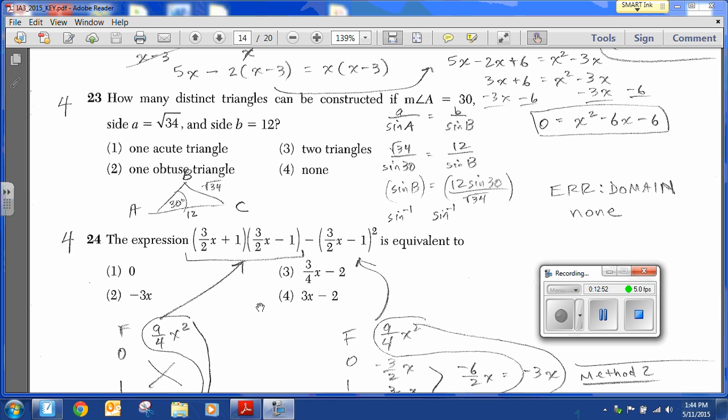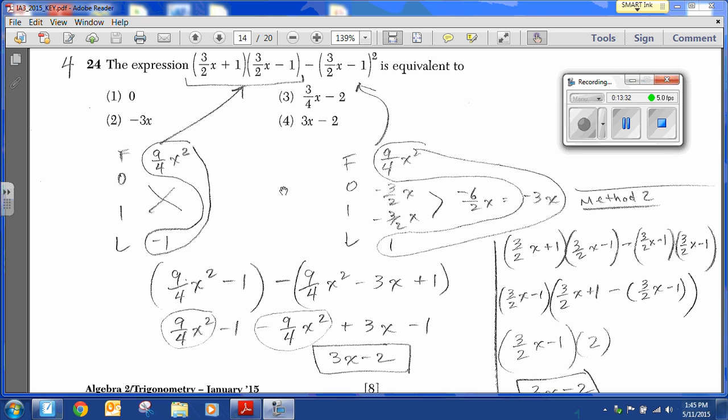Number 23, how many distinct triangles can be constructed if measure of angle A equals 30? This is the ambiguous case. Side A is radical 34 and side B is 12. So what we do is we use the law of sines to calculate what angle B is. And as you can see, when we plug all of our givens in and we take the inverse of sine of this expression, the calculator gives us a domain error. This means that this cannot produce a triangle, and the answer is no triangles.